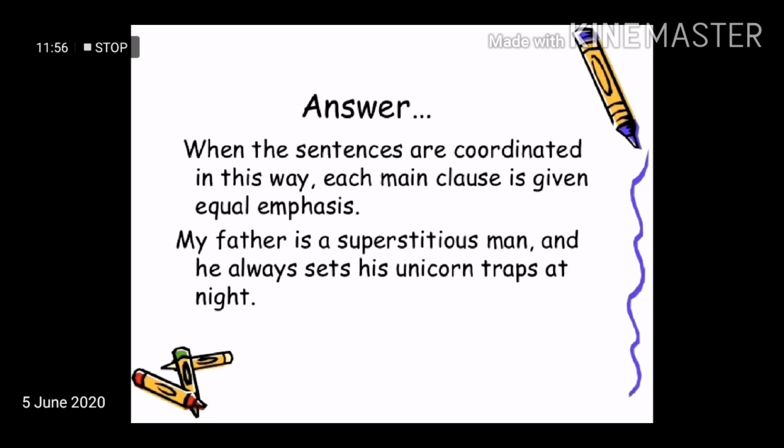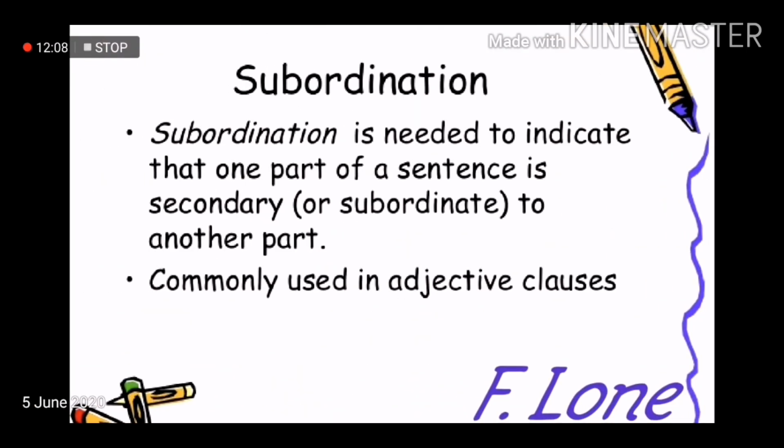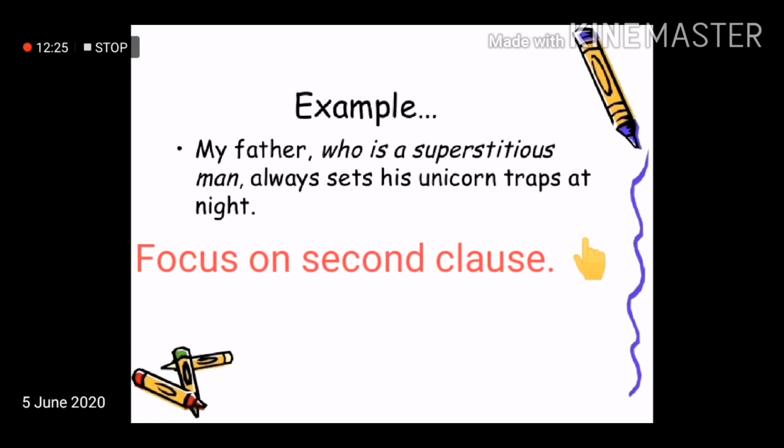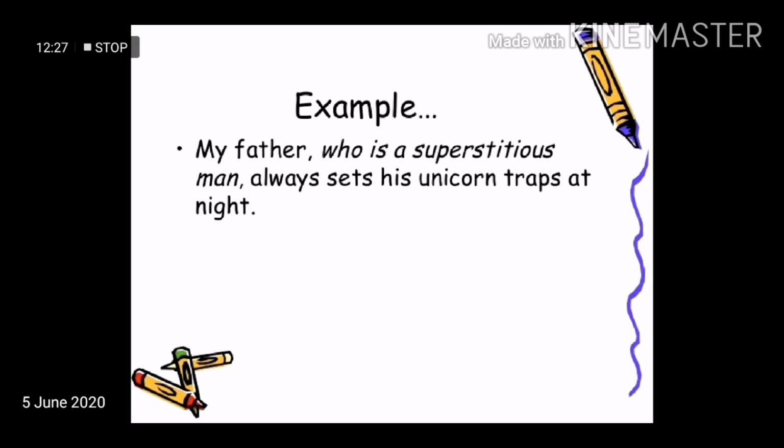My father is a superstitious man. Then comma, you can combine them with the conjunction here, and he always sets his unicorn traps at night. Then we have subordination. Subordination is needed to indicate that one part of a sentence is secondary or subordinate to another part, commonly used in adjective clauses. Example, my father, who is a superstitious man, always sets his unicorn traps at night. तो यहाँ पे importance दूसरे clause को मिल रहा है. Always sets his unicorn traps at night.